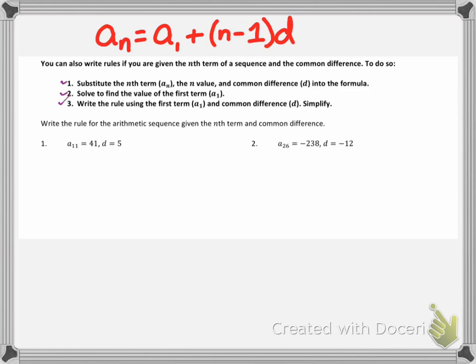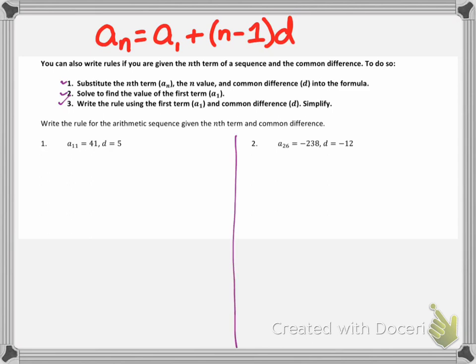And then we'll go ahead and write the rule like we did in the last three examples, using that new a sub 1 term, that first term that we found, and the common difference, and we'll simplify as we need to. Once we get the rule, in this case, I'm not going to have you go find another term after it because, theoretically, I could, but there's enough work to be done just to get to the rule in this situation. So let's walk through these couple of examples and see what we come up with.